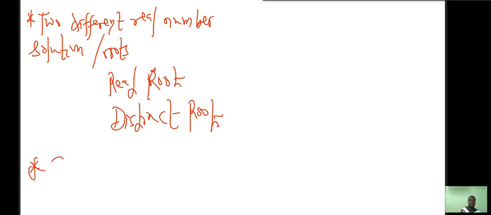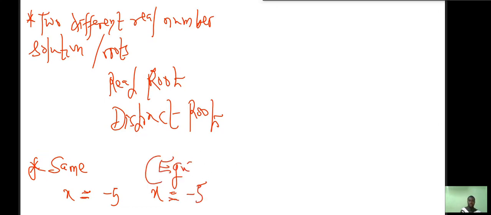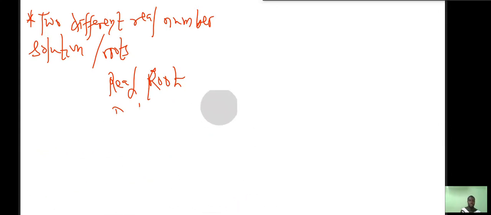If the two answers are the same, for instance, you solve a question and you have x equals minus 5 as the first answer, and the other answer is also x equals minus 5, we'll say roots are equal. Say equal values, equal roots. And when we have an answer that looks unsolvable, we say the root is complex or imaginary root.